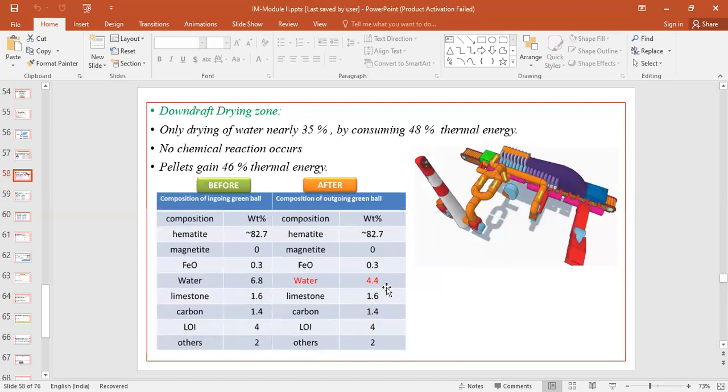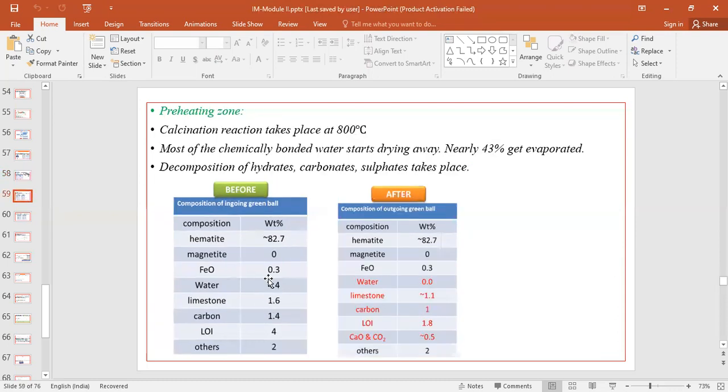Once the pellets have reached the downdraft drying zone, the water content will be completely removed once it is subjected to the preheating zone. That you can see here. From 4.4, the water content is reduced to 0. So it means the complete moisture content is removed once the pellets are moved to the preheating zone.